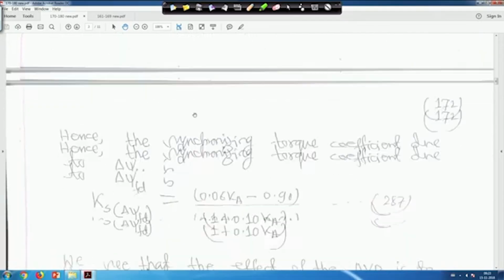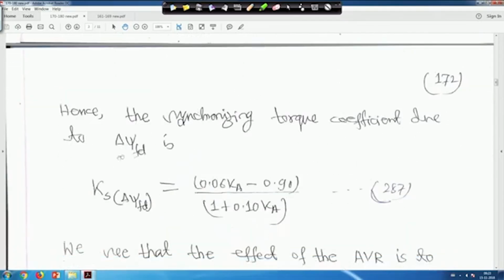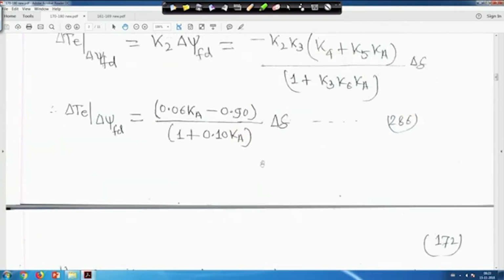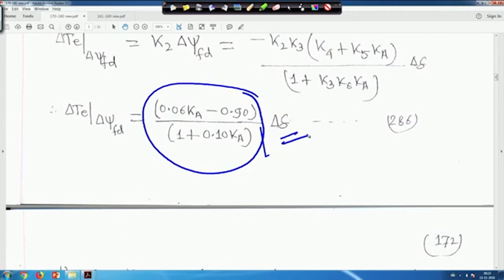So hence the synchronizing torque coefficient due to delta psi Fd, that is K_s(delta psi Fd), will be (0.06K minus 0.9) upon (1 plus 0.10K). See, this is the coefficient of this term delta δ. It is basically the synchronizing torque coefficient, because this is a function of delta δ. So this is your synchronizing torque coefficient, which is a function of Ka. So the synchronizing torque coefficient value depends on the exciter gain Ka, right.